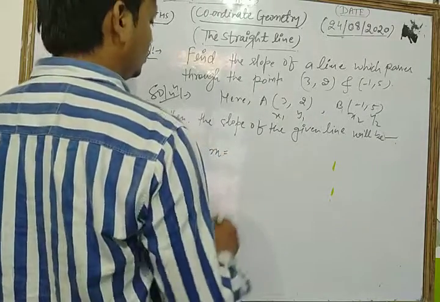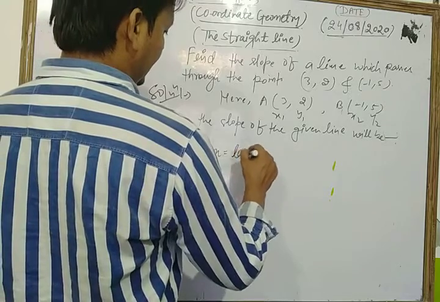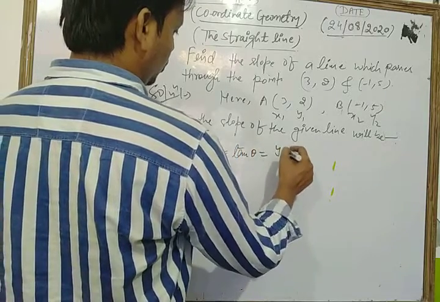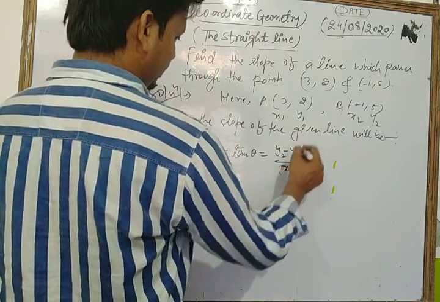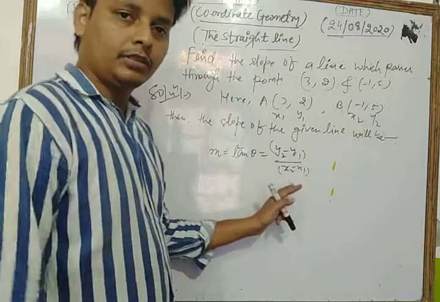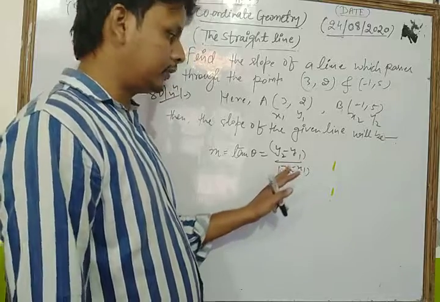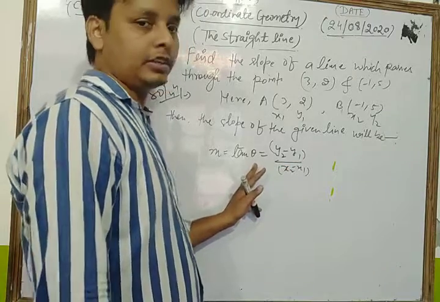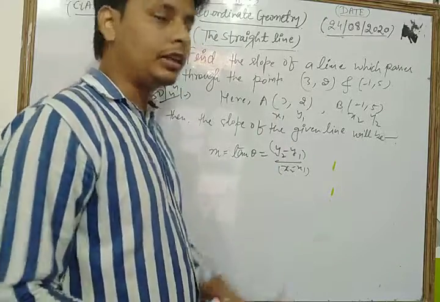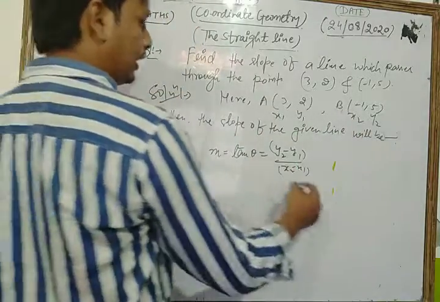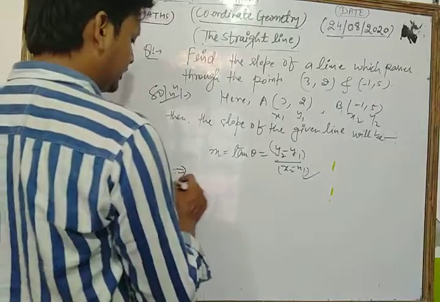M is equal to tan theta as well as (y2 minus y1) upon (x2 minus x1). We derived this formula. Here we apply this formula, not tan theta, because here the inclination is not given. Here we have the two coordinates only, x1 y1 and x2 y2. So we apply this formula for slope.